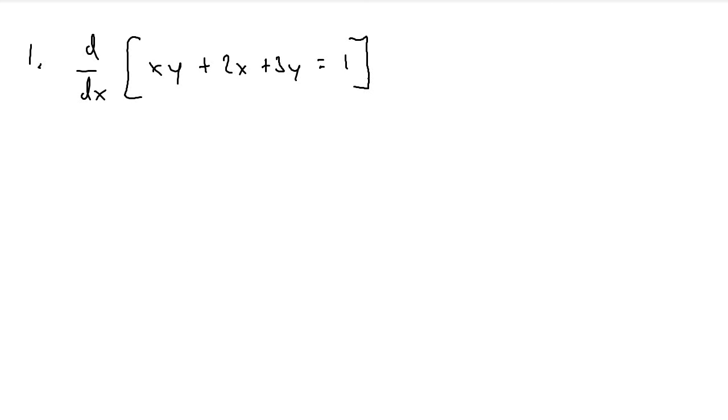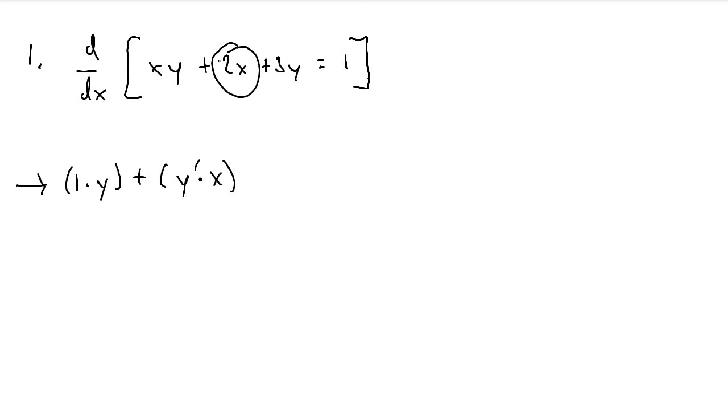So for number 1, let's say we have to find the derivative of x times y plus 2x plus 3y equals 1. Let's just start with x times y. Notice how there are two functions being multiplied by each other, so we need to use the product rule. The derivative of x is just 1, so the derivative of the first function multiplied by the second function, y, plus the derivative of the second function. And remember, the derivative of the second function, y, is just y prime, times the first function, which is x.